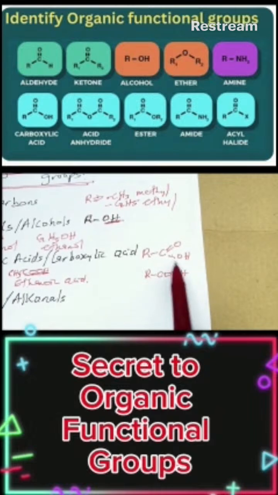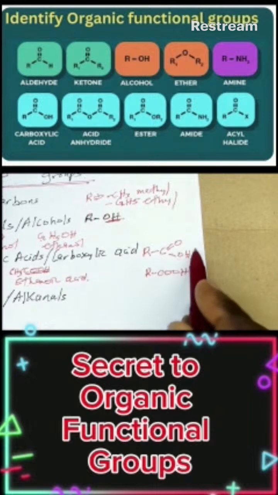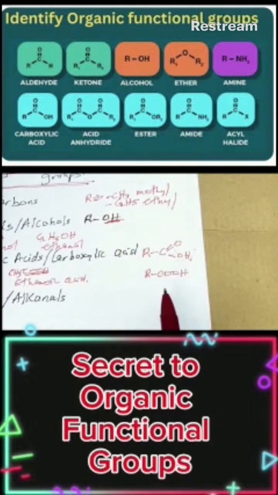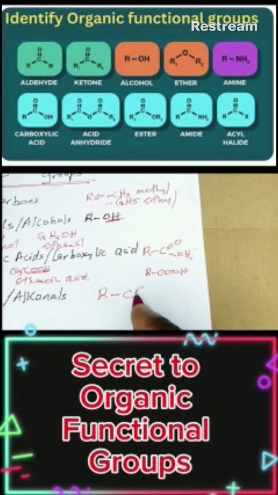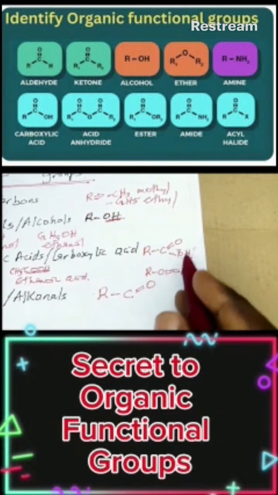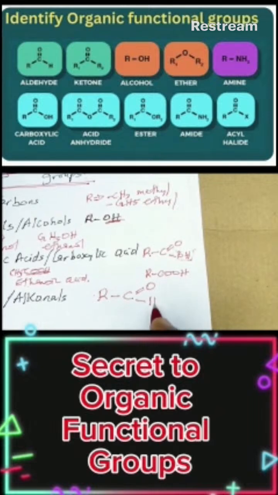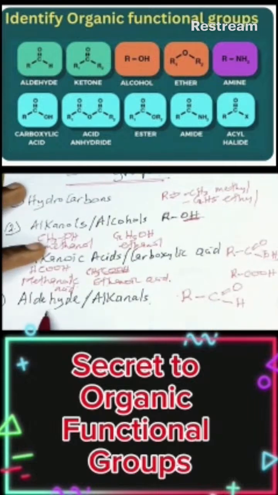How does this form? This OH group can be replaced by hydrogen. To get this, it will be R, which is the alkyl group, to C double bond O. Now, instead of this OH, it is replaced by hydrogen. Whenever you see this functional group, it is called alkanal, or generally known as aldehyde.